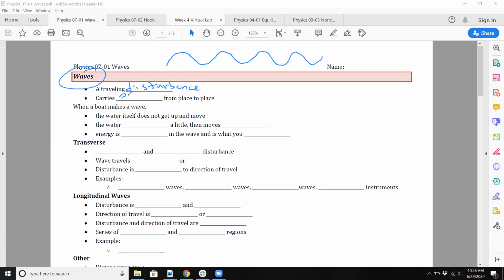So it does carry energy, just so you know. So when a boat makes a wave, the water itself does not get up and move, of course, but the water pushes a little and then moves back. So the energy is transferred in the wave and is what you feel.